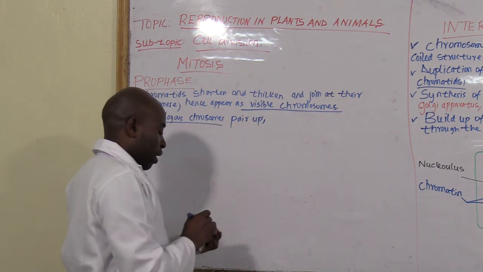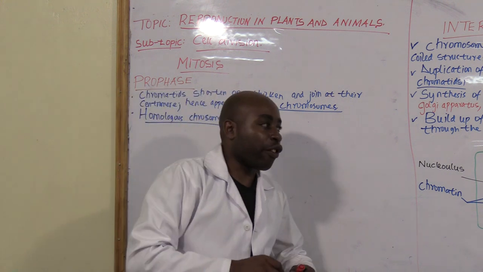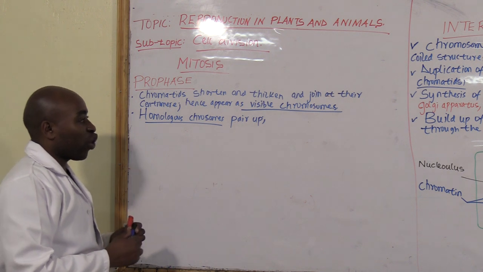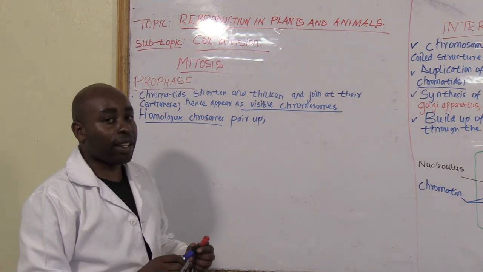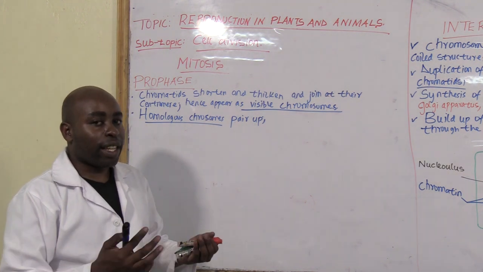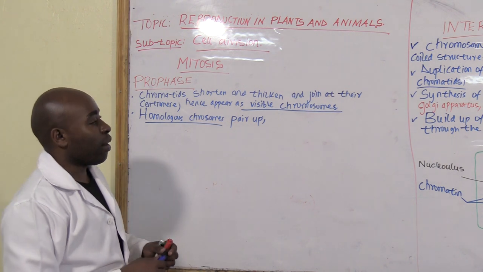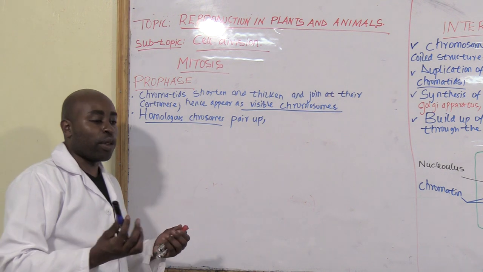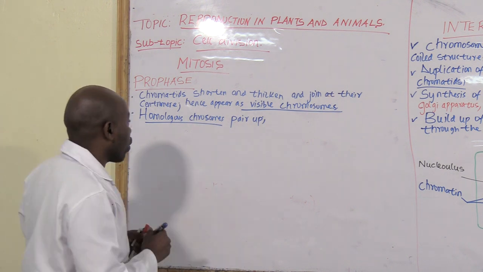A recap. What do we refer to as homologous chromosomes? Homologous chromosomes are chromosomes that look alike in appearance, but they have dissimilar genetic makeup. They look the same in appearance, but their genetic composition is what varies. So they will be able to pair up.